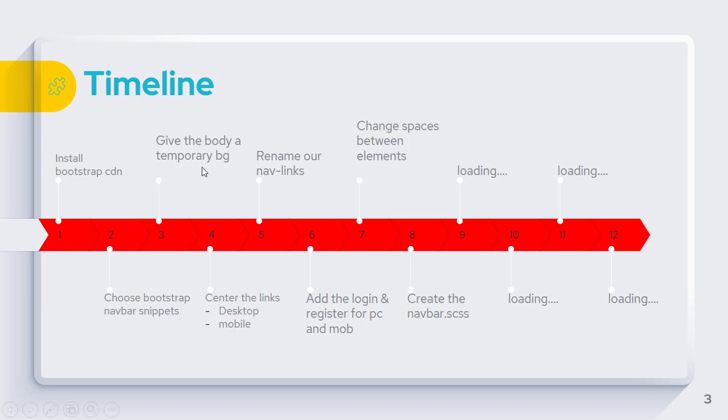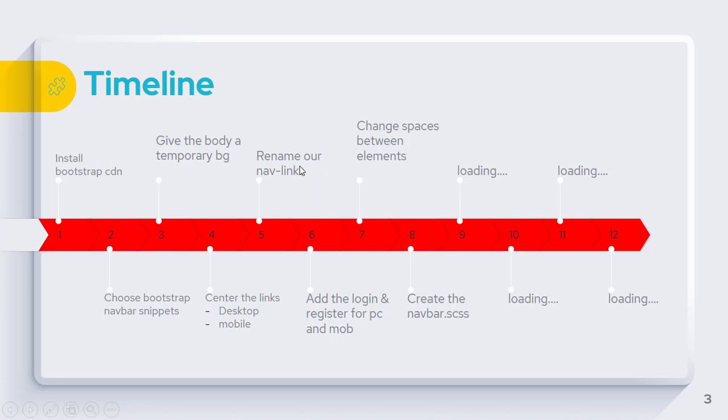So what we are going to do now in our navbar is that we will start with installing the Bootstrap CDN. After that, we will choose a Bootstrap snippet from the snippets of the navbar from the Bootstrap library. And after that, we will go to give the body a temporary background, but we have already done that. Whenever we have done something or whenever we are finished from doing something, we will turn this thing into green. After that, we will center the links on the desktop and on mobile view, but only from the Bootstrap. We will not go to CSS right now.